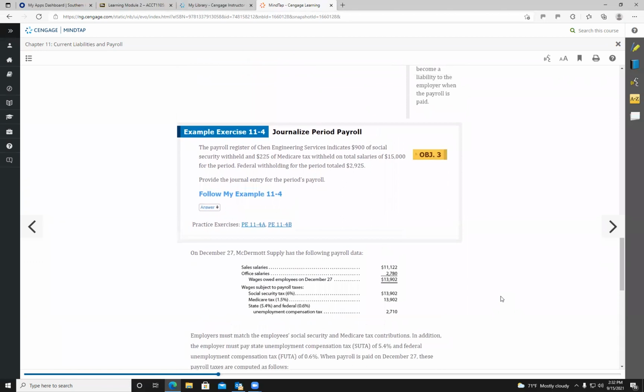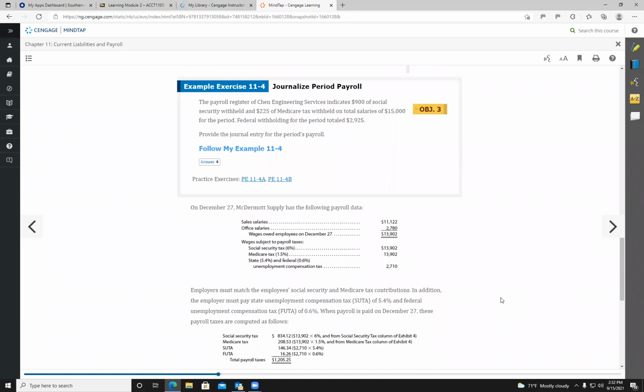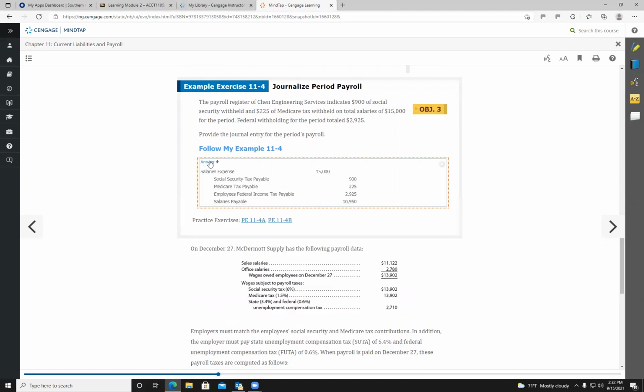So let's continue on to this example. All right, we'll do this one real quickly. The payroll register of Chin Engineering Services indicates $900 of total Social Security withheld and $225 of Medicare tax withheld on total salaries of $15,000 for the period. Federal withholding for the period was $2,925. Provide the journal entry for the period's payroll.